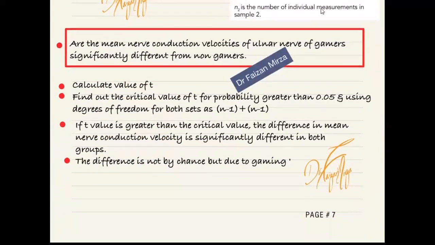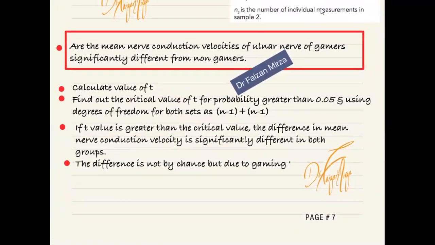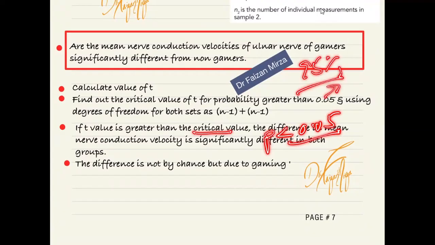Once the t-value is calculated, the next thing you do is find the critical value. The critical value is taken from the table, and the critical value will always be taken for p less than 0.05. A probability of 0.05 tells you that you are 95% sure that the conclusion you state is actually correct, and you are leaving a 5% chance of error, a 1 in 20 chance of error.